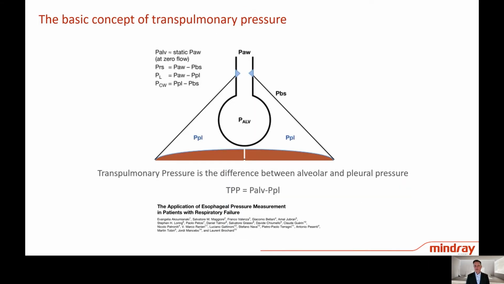What is the basic concept of transpulmonary pressure? Transpulmonary pressure actually is the difference between the alveolar pressure and the pleural pressure. Alveolar pressure, for practicality reasons, is set equal to the airway pressure. Airway pressures can be measured by the ventilators directly and easily. The pleural pressure is very difficult to measure directly, and therefore it's set equal to the esophageal pressure.